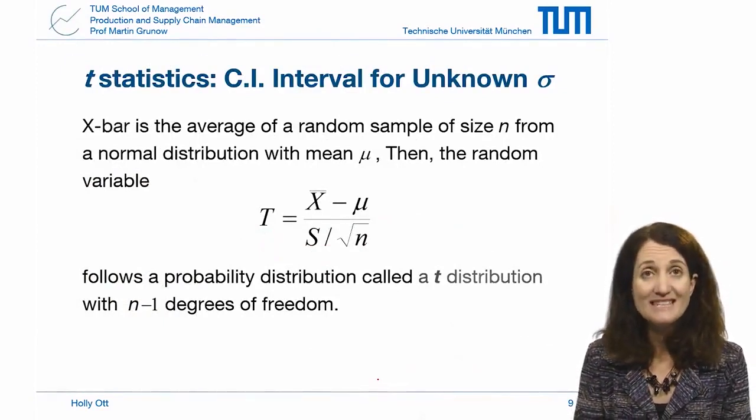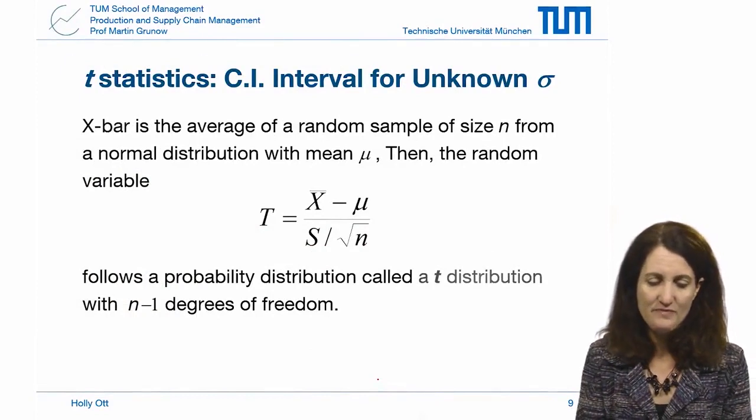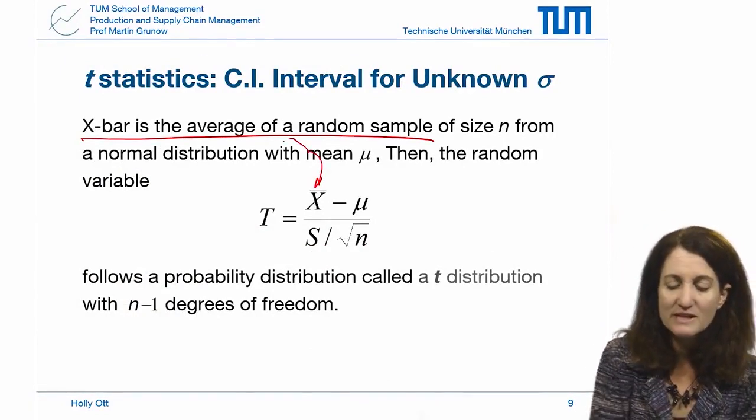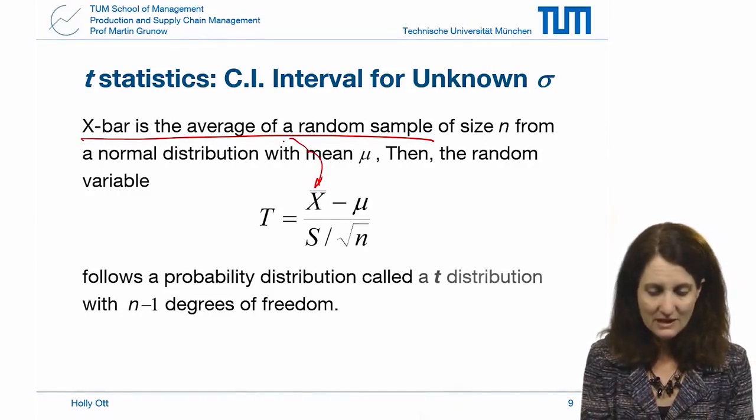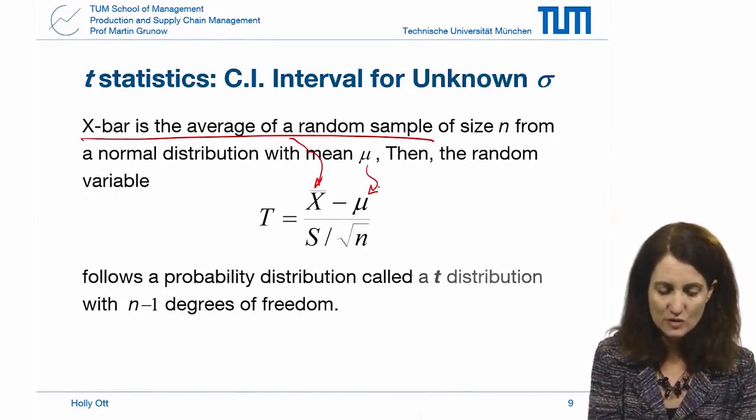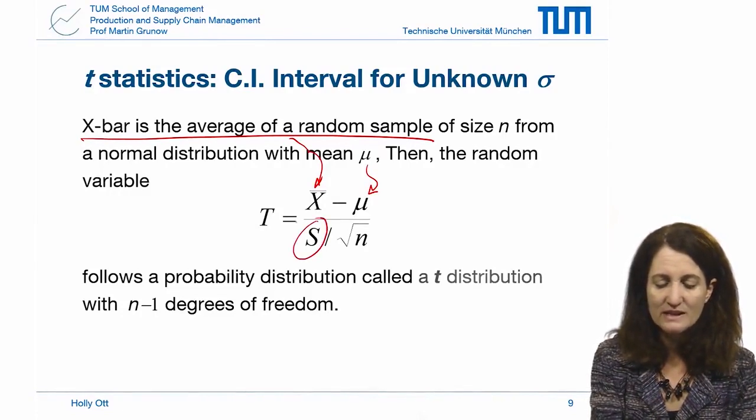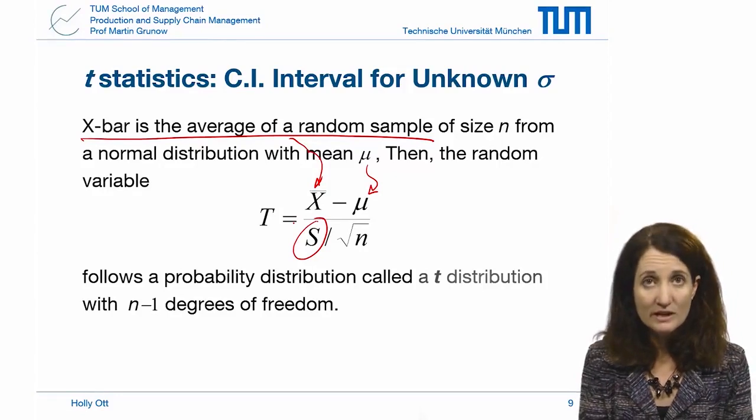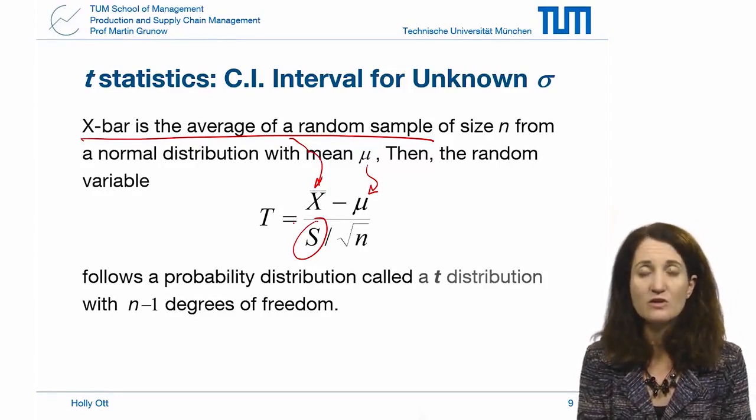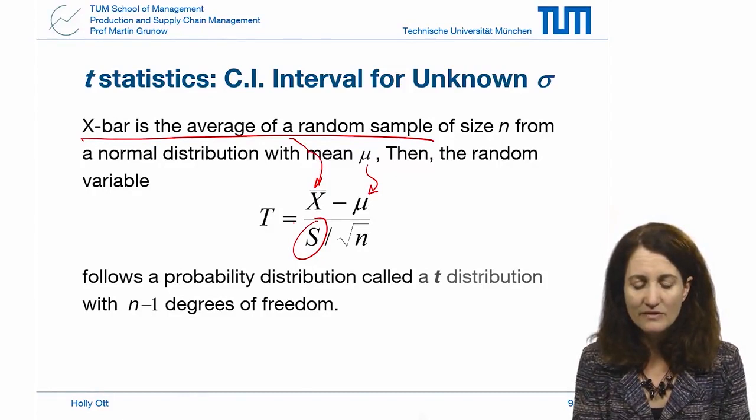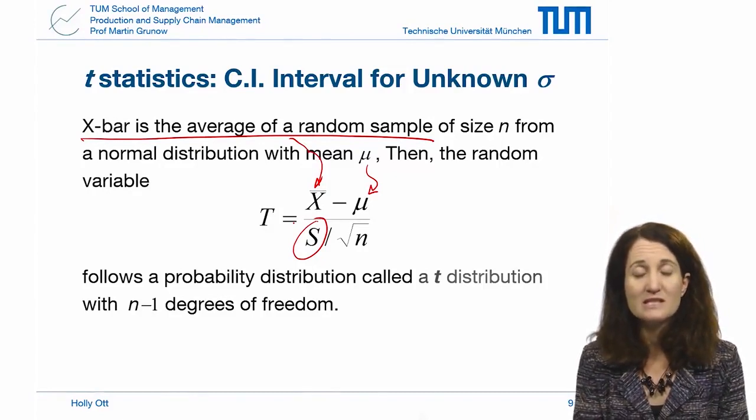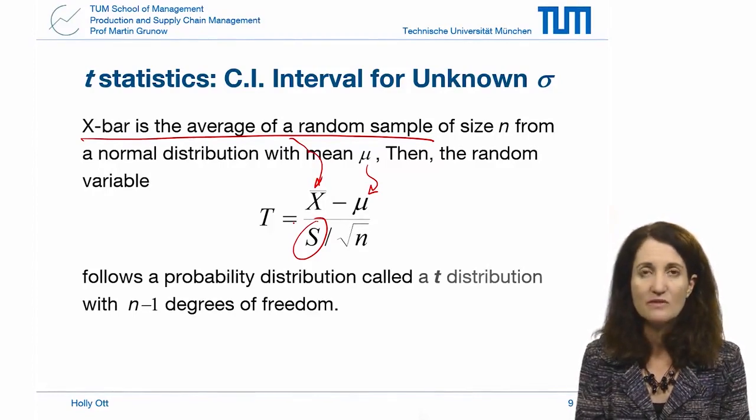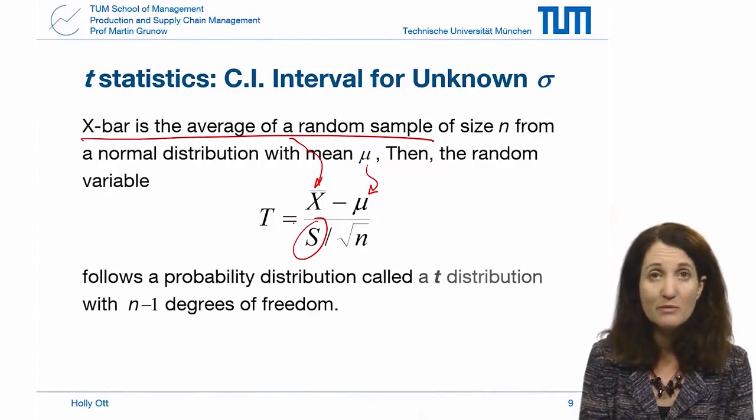Instead of our z variable, we've got a t variable, where x bar is the average of our random sample of size n from a population with mean mu. And we have here the sample standard deviation. Now, we've learned how to calculate that in the first course. You take every value in your sample, the distance from the mean, and square it, and divide by n minus 1, and take the square root. So we had that before.